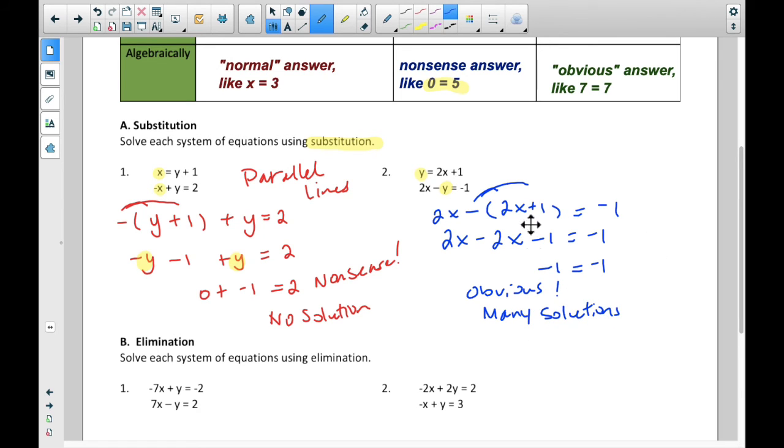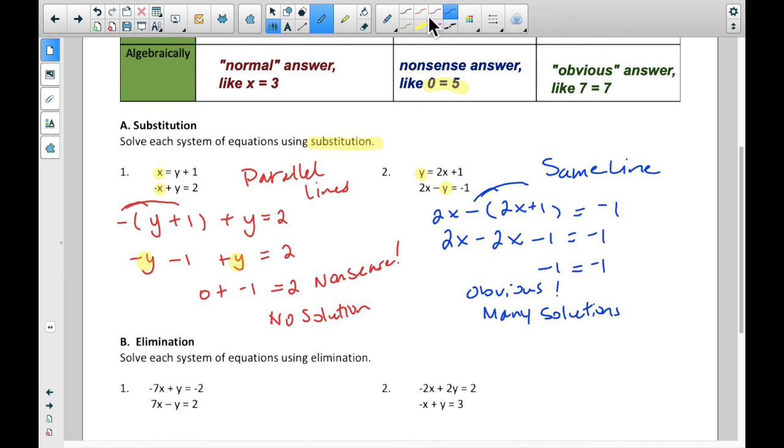What that means is, if we went to graph these, they're actually the same line. And they may not look like it right here, but we can see there's some similarities. There's a y, there's a 2x, there's a 1. They're not exactly the same, but to graph them, they would be exactly the same. So that's what happens when you are working out a problem with substitution.